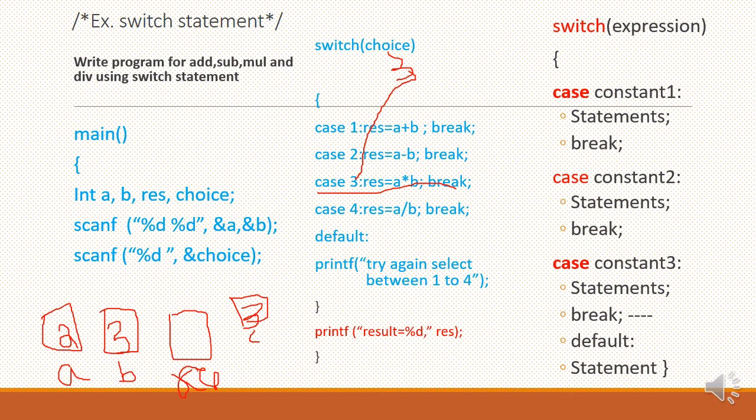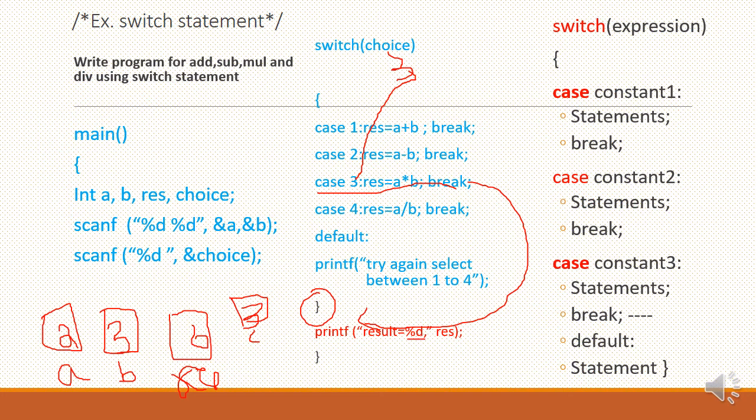It executes this statement: res is equal to a into b, that is 2 into 3. Now res is equal to 6 and it is going to break. It is not going to see any other cases and it is not going to execute the default also. Directly your control goes to the next statement available after the end of the brace, and it is going to print result is equal to percentage d.